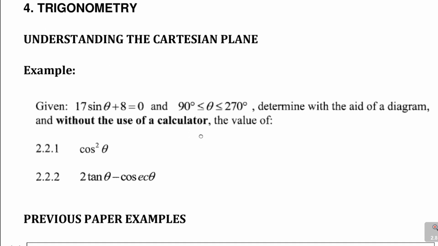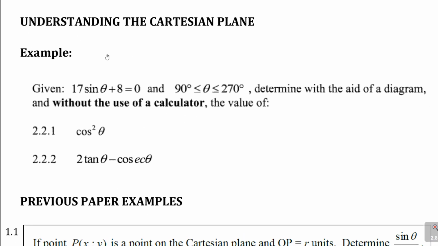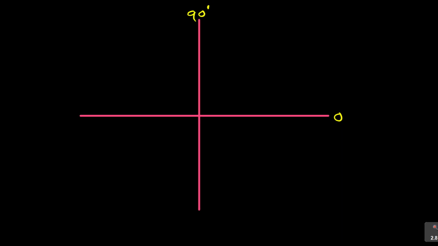Let's look at understanding the Cartesian plane. Let me lay a bit of foundation here, and the foundation that I'm going to lay is going to be very helpful for you to understand what we are learning about. This is a Cartesian plane, and in it you have 0. After 0 is 90 degrees. After 90 degrees, you have 180 degrees. You need to know about this one. And then you've got 270 degrees, and when you go back, it's 360 degrees.